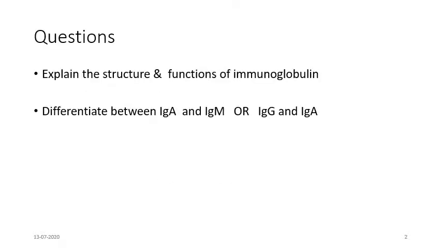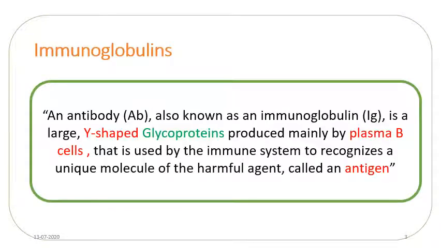Hello everyone, let's have a revision on immunoglobulin structure and functions. From this portion, usually the questions asked are: number 1, explain the structure and functions of immunoglobulin, and number 2, differentiate between immunoglobulin A, that is IgA, and IgM, or IgG and IgA. Sometimes it is amongst these four, and any kind of differentiation can be asked. Well, let's go through the answer.